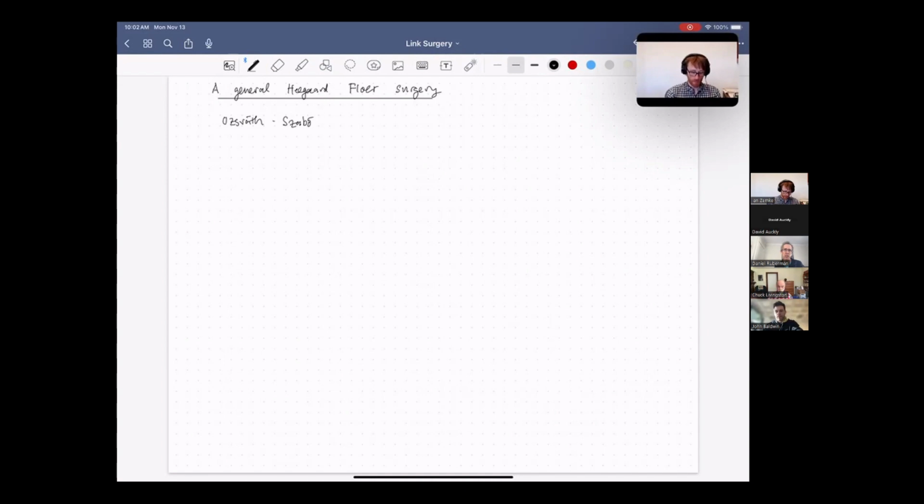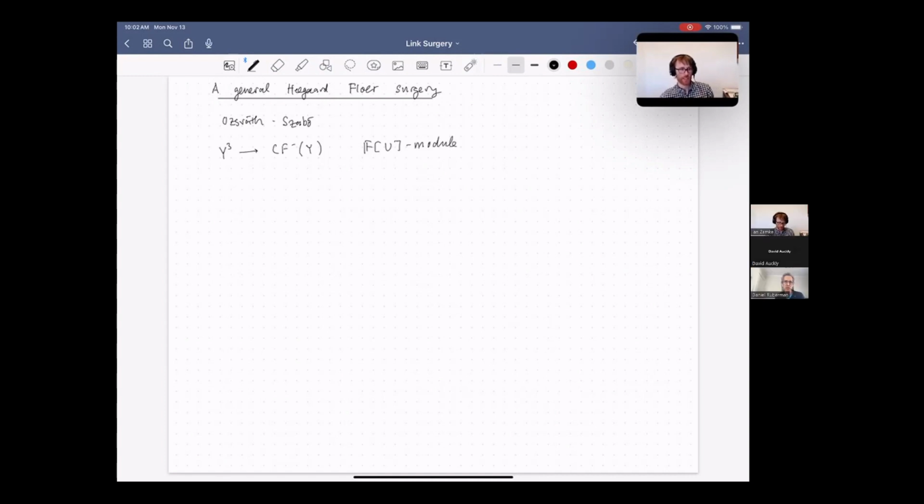So if you have a three-manifold Y, they consider this module, let's say CF minus of Y. And this is an F adjoin U module, or chain complex over F adjoin U. For our purposes, as it relates to the surgery formula, it is more natural to consider this with power series coefficients. It doesn't really change the flavor of anything.